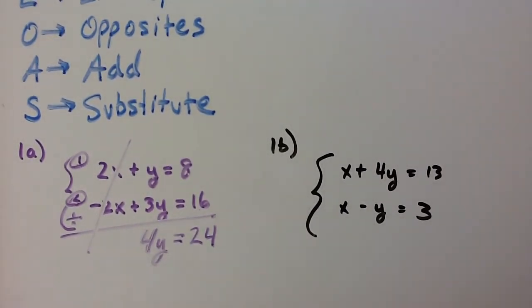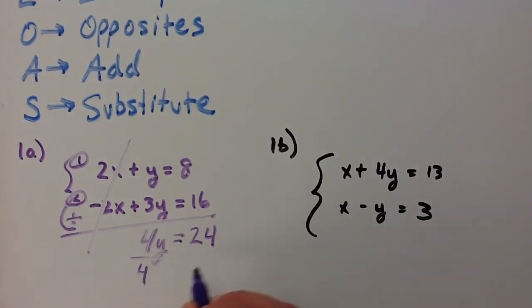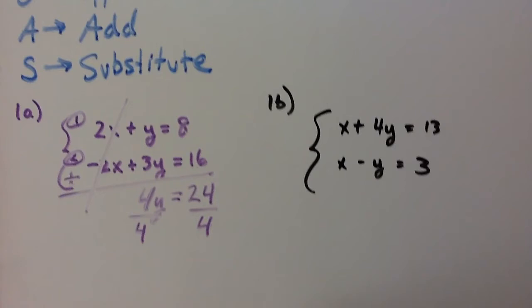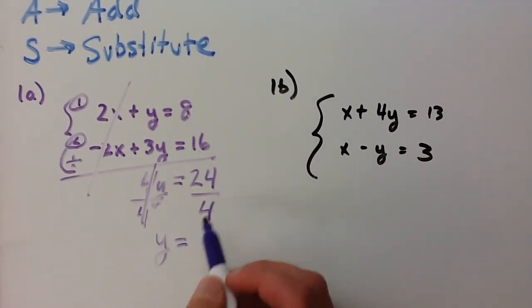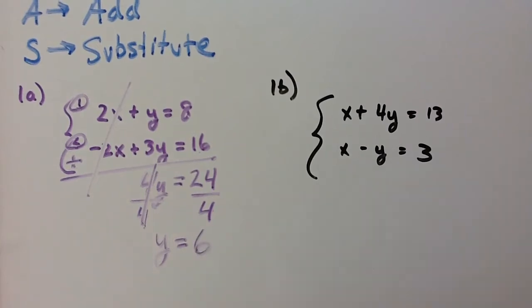Well, if 4y equals 24, what does y equal? How would I solve for y? Well, I would divide by 4 on both sides so that those 4s simplify, and so y is equal to 24 divided by 4. That is 6. So I have half my solution. I know what y is. How am I going to get x?